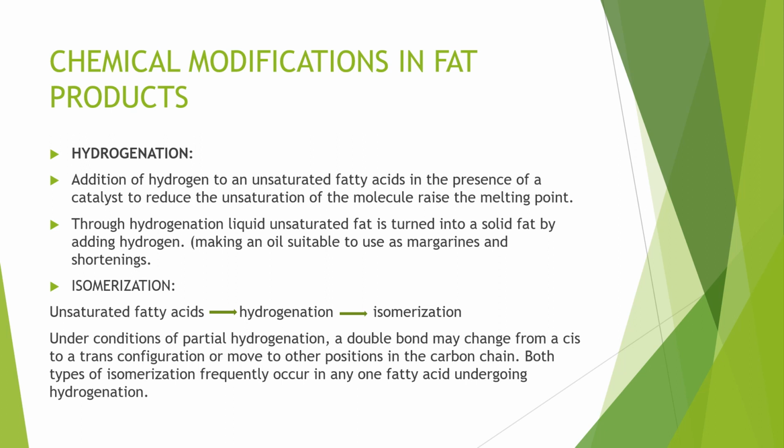But one undesirable result of the hydrogenation process is that some unsaturated fatty acids undergo isomerization. What is isomerization? When the unsaturated fatty acid becomes hydrogenated, a double bond may change its state from a cis to a trans configuration, or it may move to other positions in the carbon chain. So both types of isomerization frequently occur in any fatty acid undergoing hydrogenation.